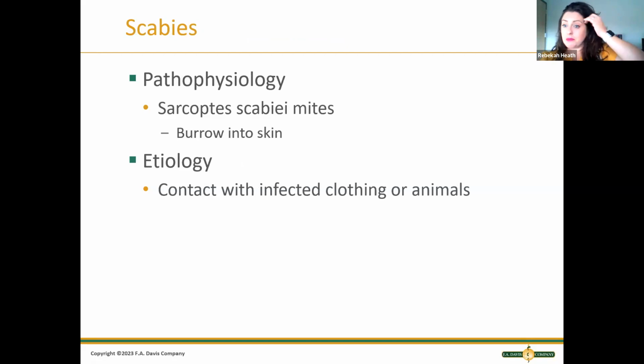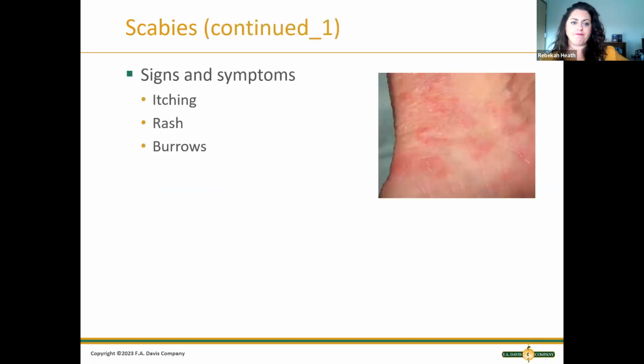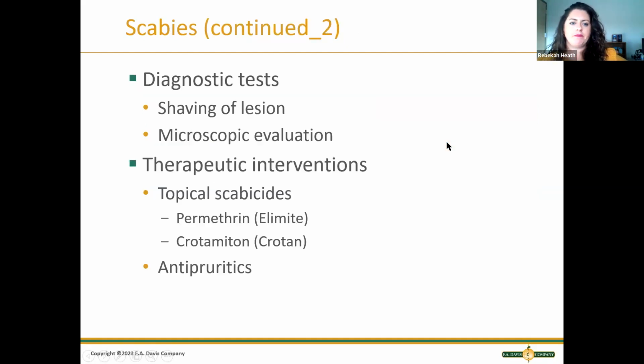Scabies, again, something else that's living on your skin. These actually burrow into and underneath the skin tissue. It's usually directly from contact with infected clothing or animals. Here you can kind of see the signs of it, this irritated redness to the skin. They might shave off part of that lesion and send it to the lab to test for it.